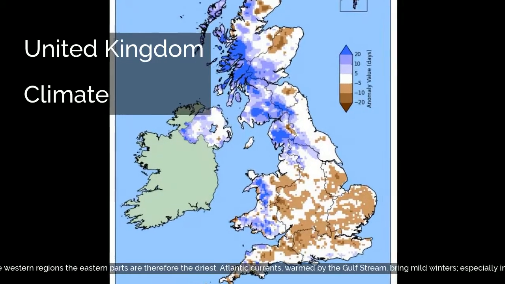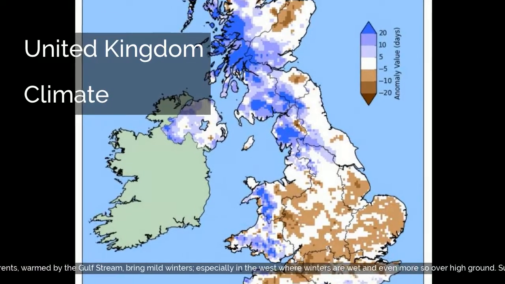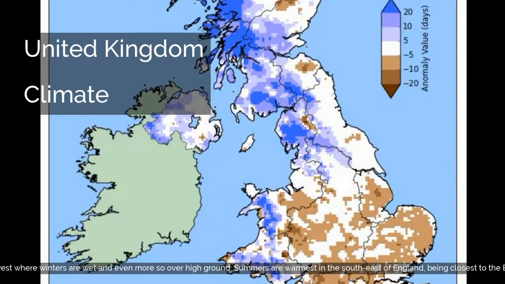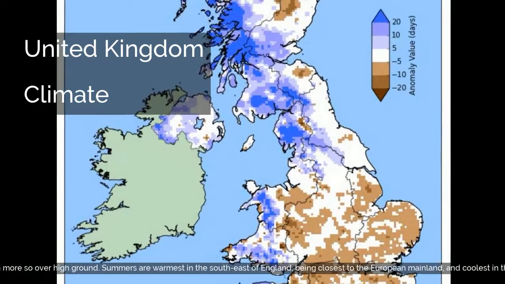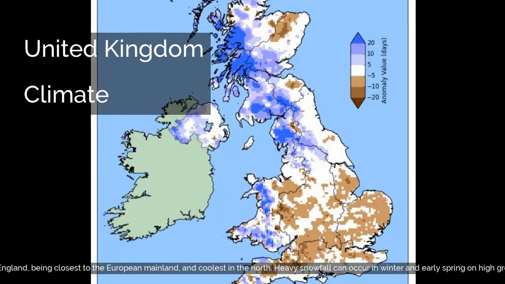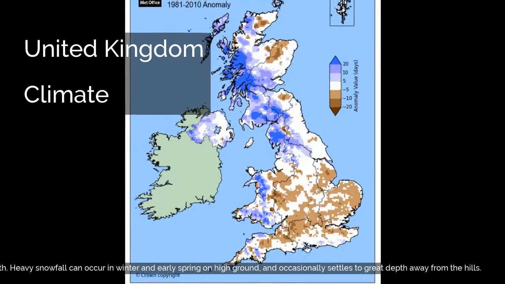Atlantic currents, warmed by the Gulf Stream, bring mild winters, especially in the west, where winters are wet and even more so over high ground. Summers are warmest in the southeast of England, being closest to the European mainland, and coolest in the north. Heavy snowfall can occur in winter and early spring on high ground, and occasionally settles to great depth away from the hills.